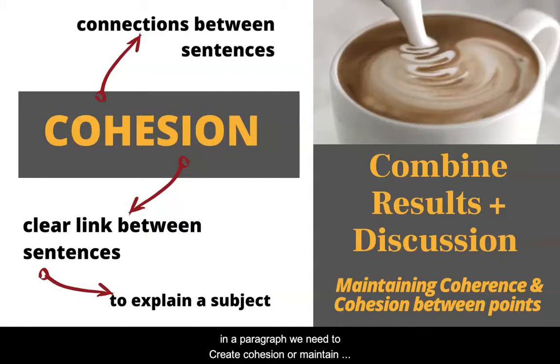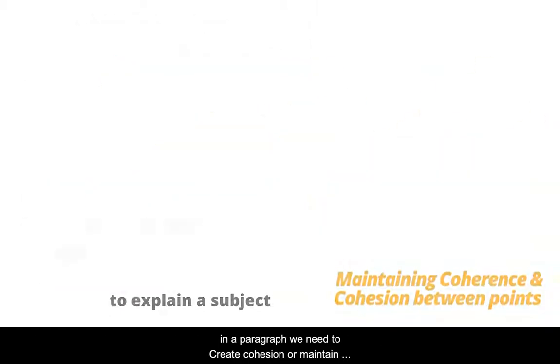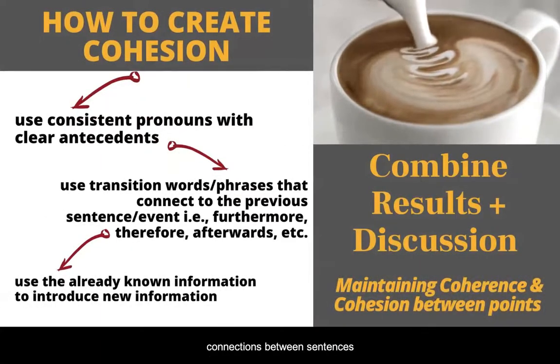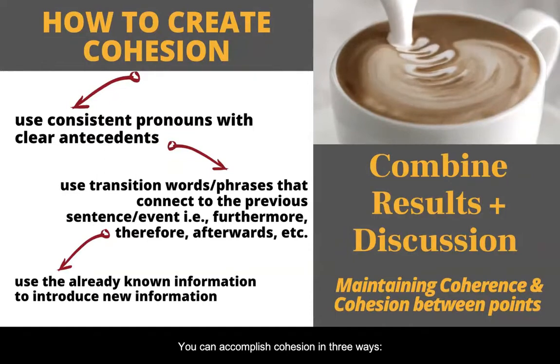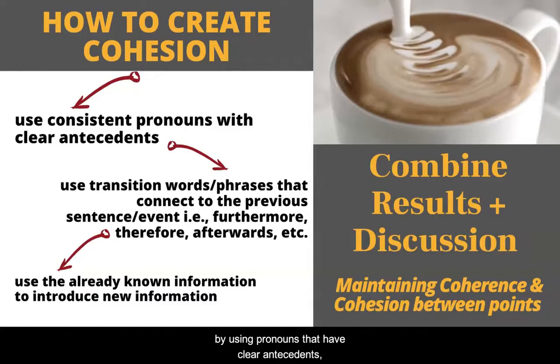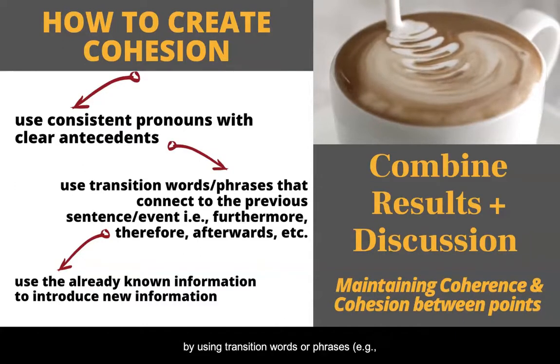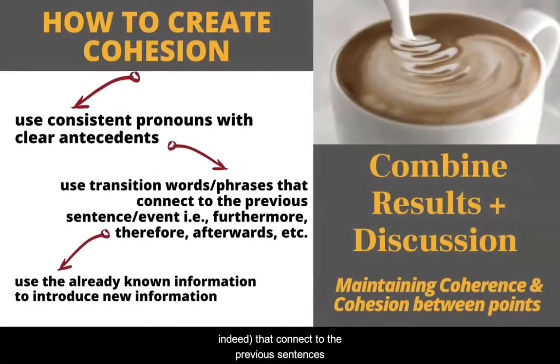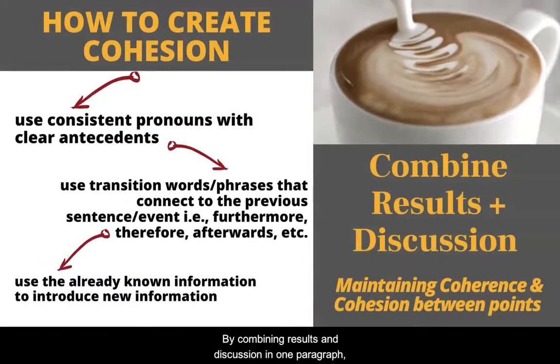In writing a specific paragraph of a subject matter, we need to create cohesion or maintaining connection between sentences. Cohesion can be accomplished in 3 ways. Firstly, use pronouns that have clear antecedents. Secondly, use transition words or phrases such as moreover, furthermore, afterwards, therefore, that connect to the previous sentences.